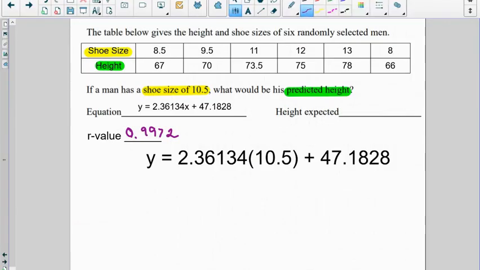So based on our data, if a man had a shoe size of 10.5, his predicted height would be 72 inches. And again, we did that using our equation.